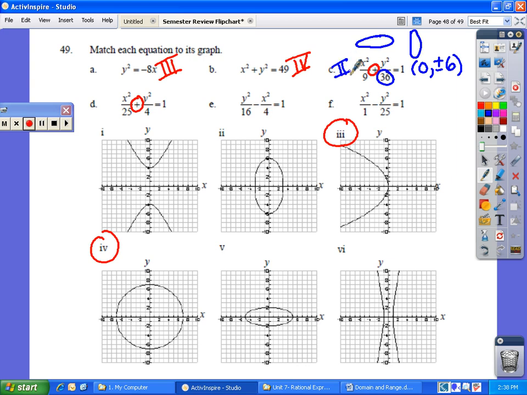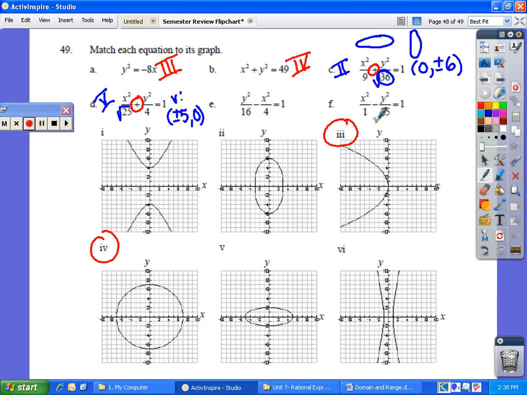Now the next one, the biggest number is 25. And remember, you take the square root. So that means the vertex is going to be at plus or minus 5, 0. So the only other ellipse that we have is this one that I said looks kind of like Stewie's head from Family Guy. And you see that it's at 5, 0, and negative 5, 0. So choice D is 5.